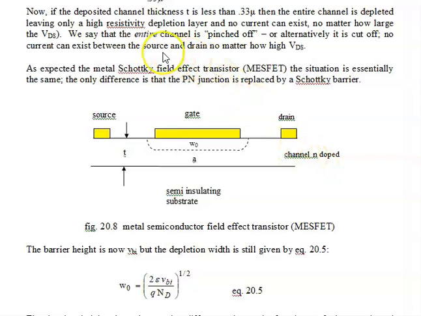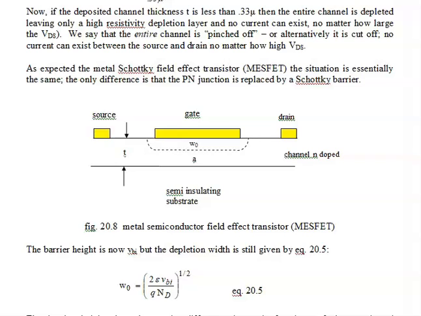We say the entire channel is pinched off, because you think of pinching something, you're basically closing it up. Alternatively, we're going to use pinch off in a little bit different way, but here, that's why I emphasize the fact that the entire channel is pinched off. Alternatively, and this is the term we'll be using, it is cut off. There ain't no conductive channel. And no matter how high the drain to source voltage, we get no current because there is no channel.